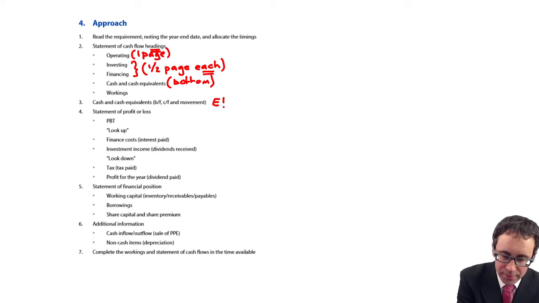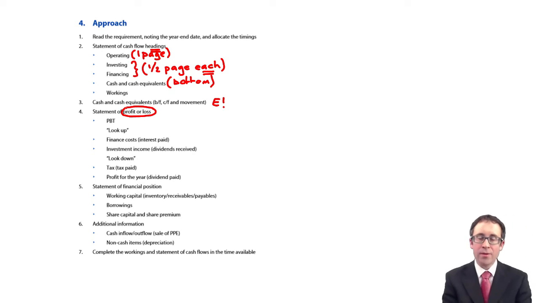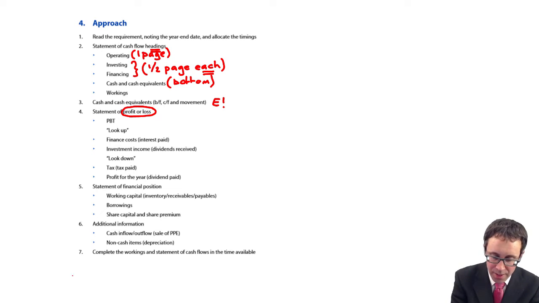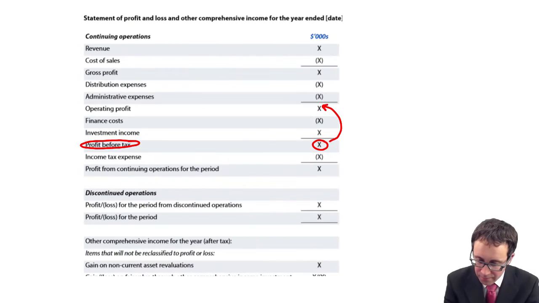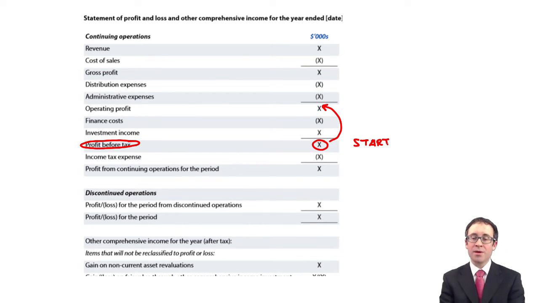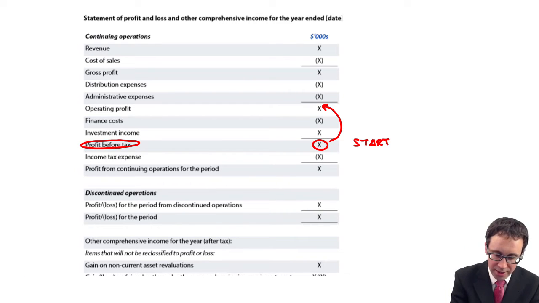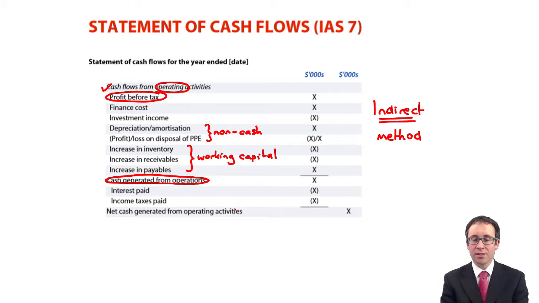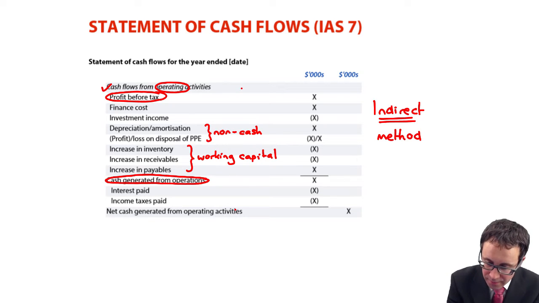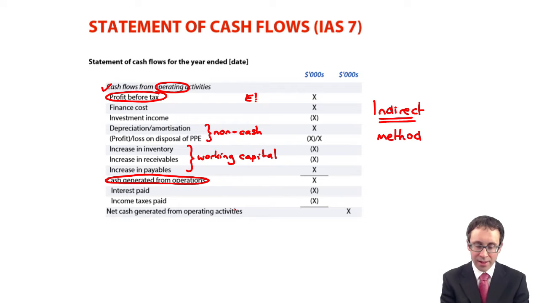Then where do we head? We head to the statement of profit or loss. And when we're in the statement of profit or loss, we start at PBT. So if I go back a few chapters, I start at PBT. That's my starting point. And that number goes straight in there, right at the very top. So again, some easy marks to get in there.